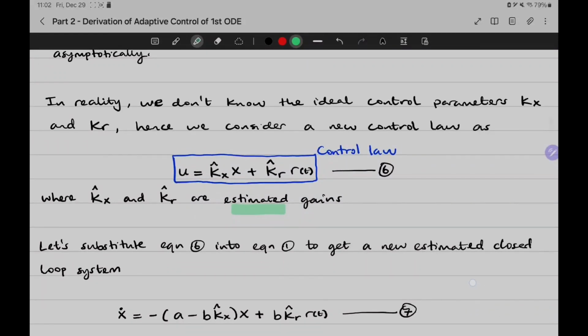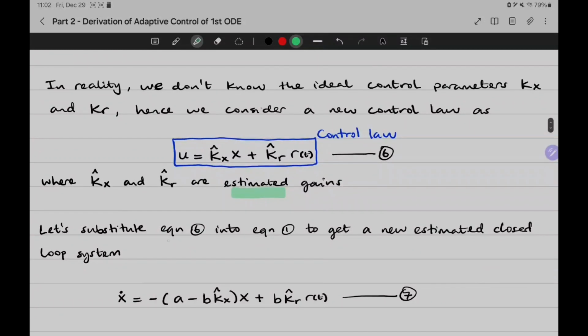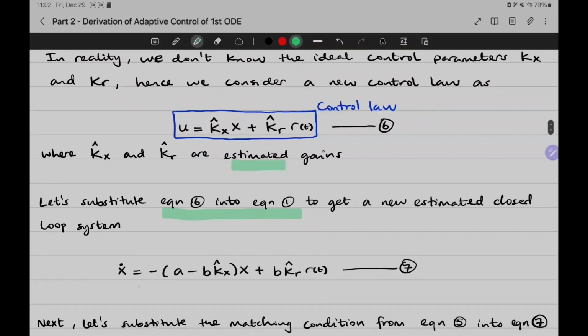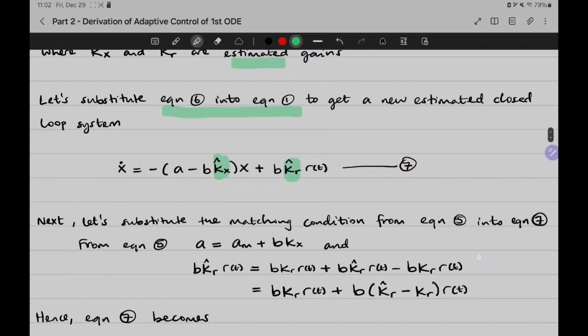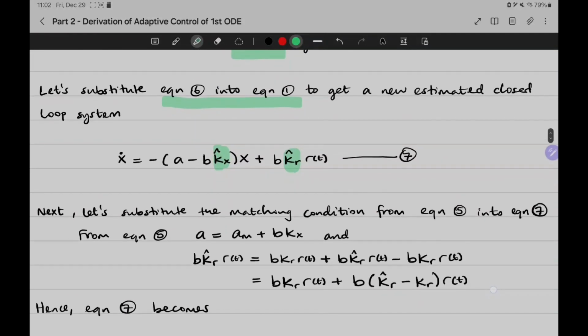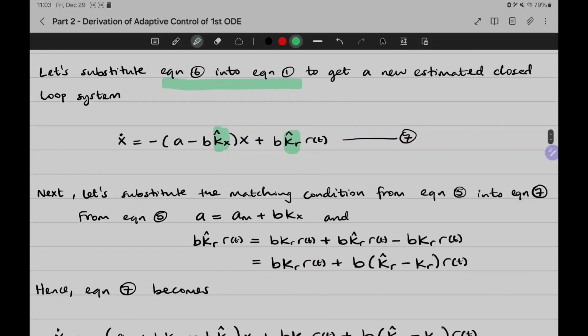So what we do is basically what we did earlier when we determined the closed loop dynamics. We substitute equation 6 inside the plant dynamics, and after a few substitutions you will get the same exact equation as the previous closed loop dynamics. The only difference is now that kx is an estimated control parameter. Same thing with kr.